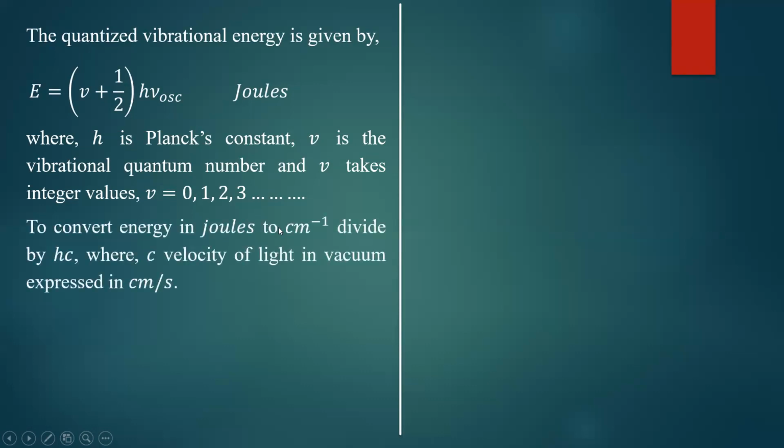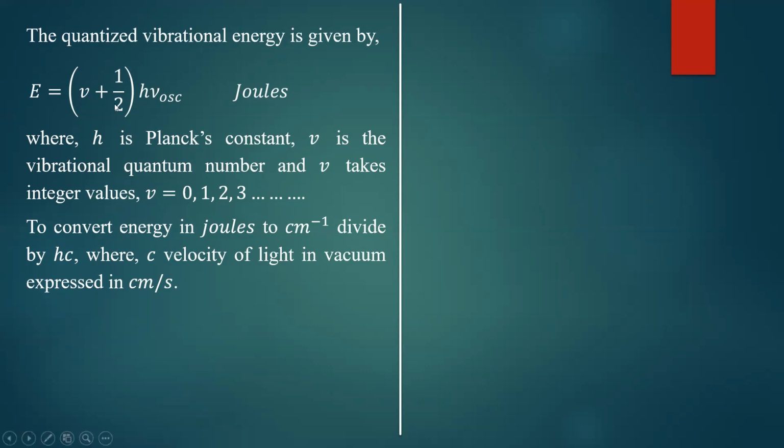To convert the energy in joules to centimeter inverse, because already I have told you the spectroscopy is discussed in centimeter inverse units, that is wave number units. How to convert that joule into centimeter inverse? You just have to divide the energy by hc, where c is the velocity of light in vacuum, which is expressed in centimeter per second. Then you can convert the energy expressed in joule into centimeter inverse unit.